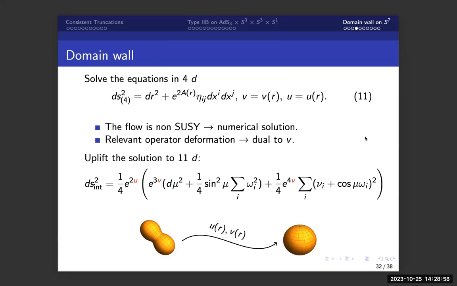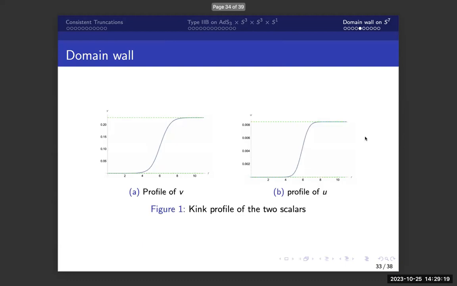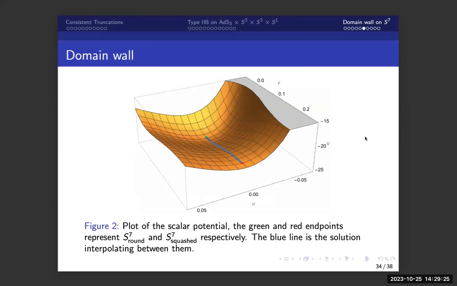And then if you do the uplift, so this thing we were saying earlier, you can see what the metric on the sphere looks like. And in particular, it's quite nice because you see that the 2 scalar fields are exactly the modes that control the squashing of the sphere. And so you start from the squashed point and then you flow to the round. So this is the profile of the scalars. And this is the actual flow. That's the potential, and the red point is the squashed sphere, and the green point is the round one. And the blue line is exactly the flow.